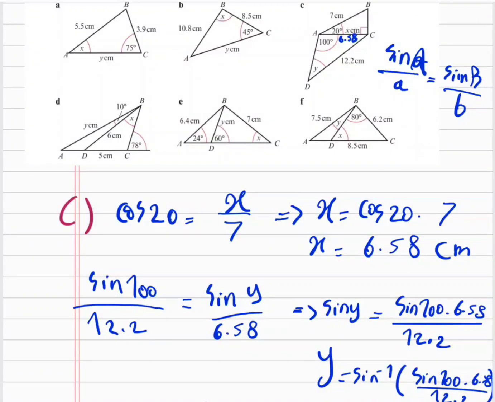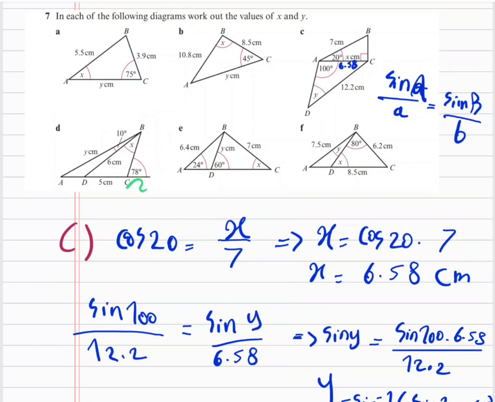Hi everyone, this video is on exercise 9b, question 7d. In this triangle, actually this is a compound shape and we have two different triangles, and we want to find the values of x and y.